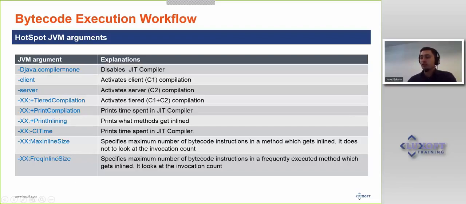And the next two arguments are for inlining. A piece of code couldn't be inlined if it is too big, for example. To control that inline size, which is specified in bytes, we have max inline size. The max inline size doesn't look at the invocation count. It is not correlated with the method threshold. On the other side, we have frequent inline size, which is based, in fact, on the invocation count of the method.